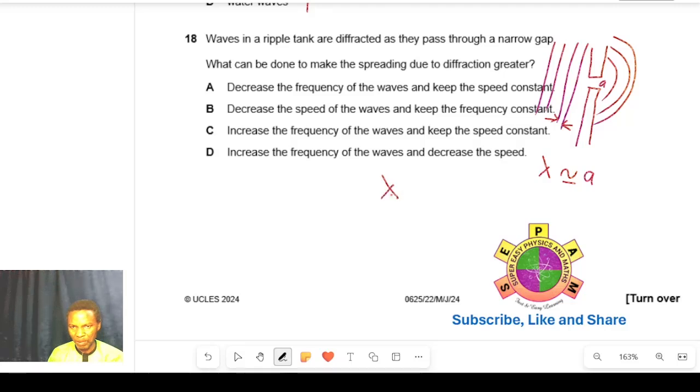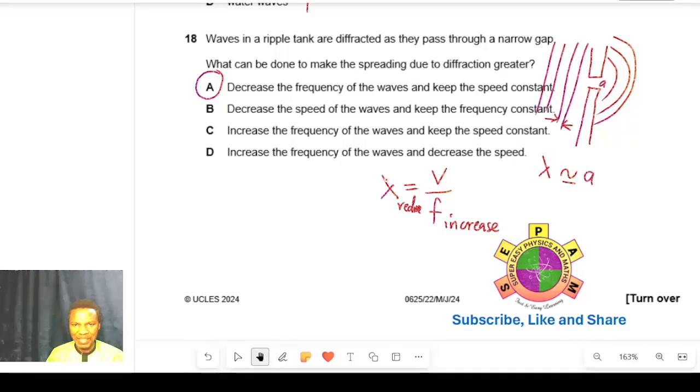Wavelength is equal to velocity over frequency. So if the wavelength is to reduce, that means frequency will increase. The bigger the frequency, the more the wavelength of the wave reduces. So based on that, what is the correct answer? Decrease the frequency of the wave and keep the speed constant. So number 18 is A.